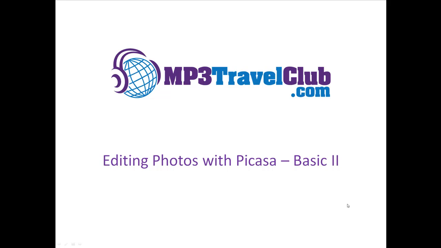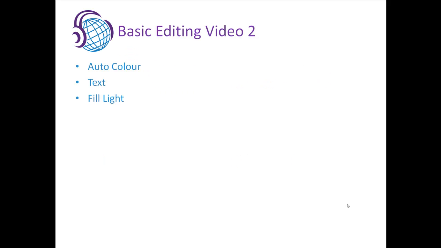Welcome to MP3 Travel Club's 7th video in the series of managing your photographs with Picasa, and this is about editing photographs, basic functions 2. I'm going to talk about 3 functions in this case: the autocolor function, the text function, and the fill light.